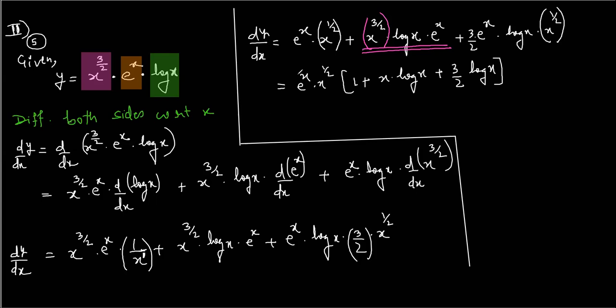So one more thing you can write is, therefore, dy by dx equals e raised to x root x, since x raised to half is root x, times 1 plus x log x plus 3 by 2 log of x. This is the final answer.